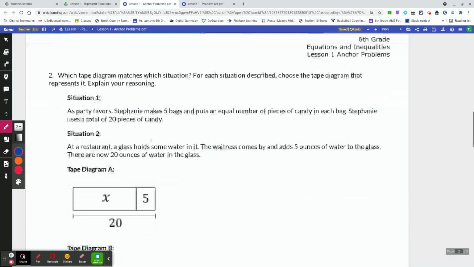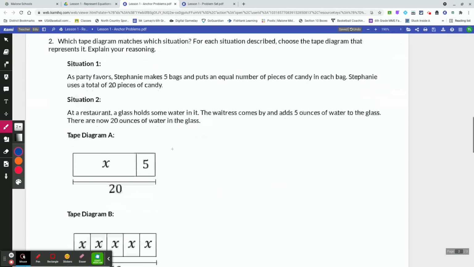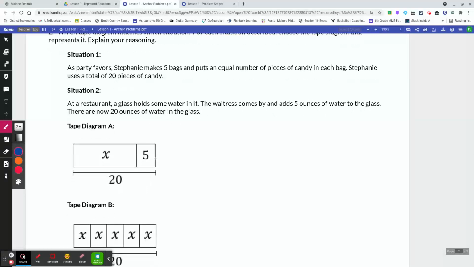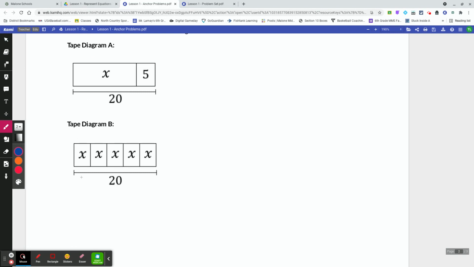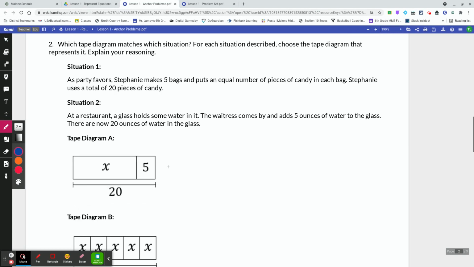Now, we have tape diagrams. This is what they call a tape diagram, because it looks like if you take a piece of tape and put it on the floor, or on something, it looks like a piece of tape, or it's kind of rectangular. So they call them tape diagrams. One has an X and a 5, and the whole thing is equal to 20. And the other one has 5 X's that is equal to 20. So it says, which tape diagram matches the situation? For each situation described, choose a tape diagram. We're going to show what they mean by that.